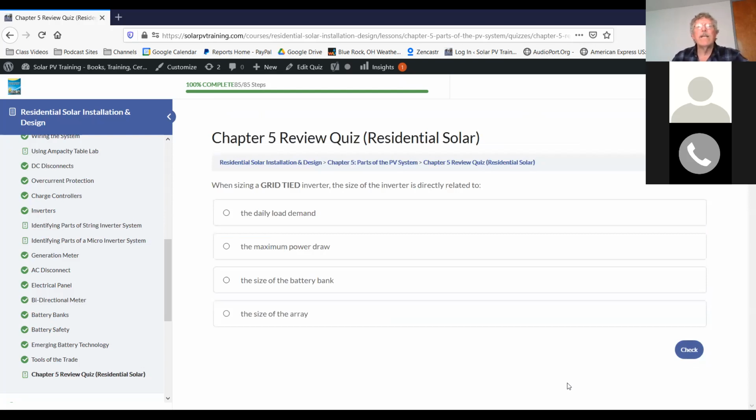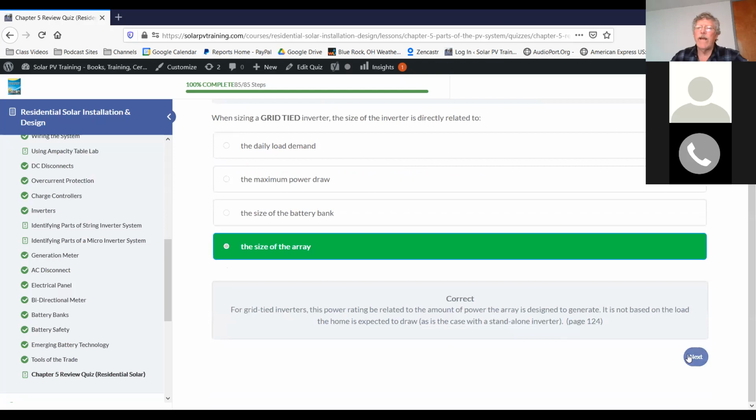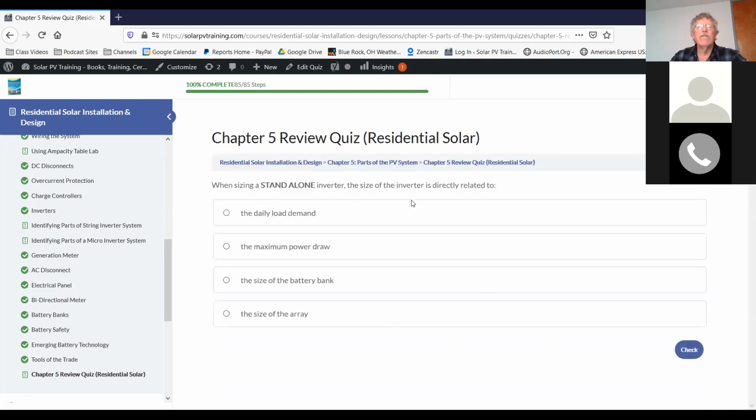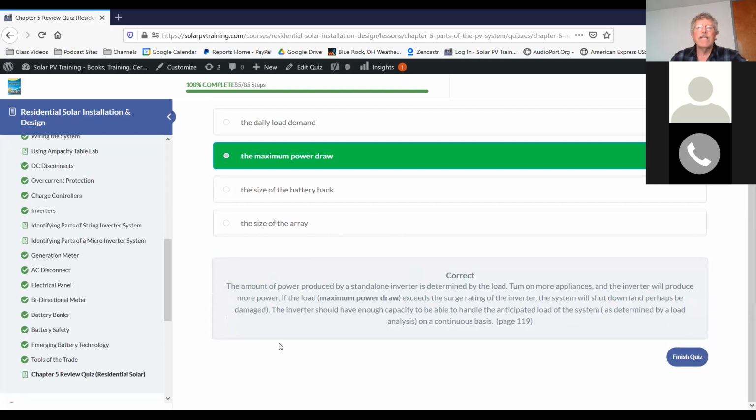When sizing a grid-tied inverter, the size of the inverter is directly tied to the size of the array. It won't necessarily be exactly the size of the array. Usually the array is going to be bigger. That's referred to as the inverter load ratio, but it is tied to the size of the array. And a standalone inverter is basically a function of the maximum power draw. Because all power is being drawn through the inverter, it's based on the size of the load, not on the size of the array.